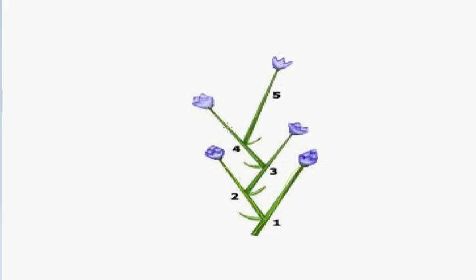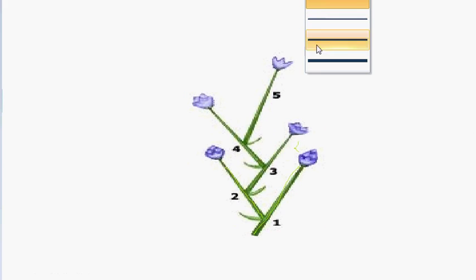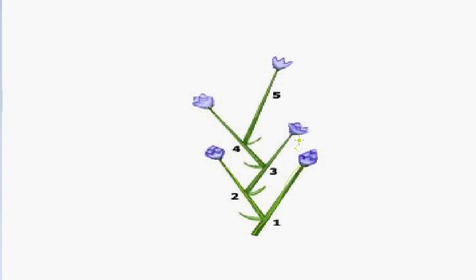But the uniparous has two types. Okay, it's scorpoid and helicoid. So which one is it? So of this branch, this is the left side, this is the right side. Now let me thicken my brush. This is the left side, this is the right side.